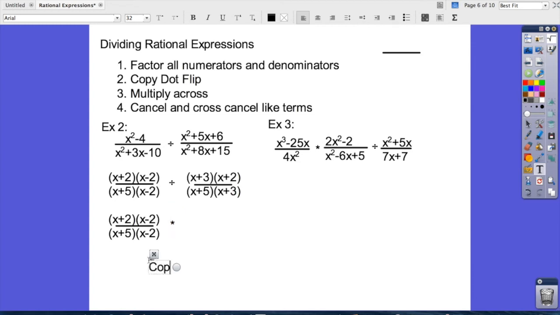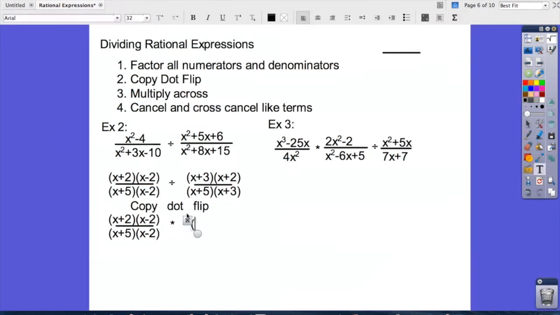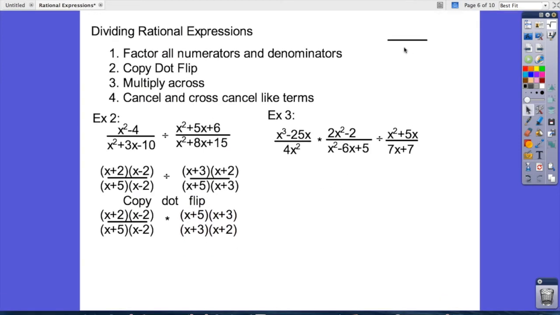Notice it's all in line with our copy dot flip. So we copied the first term, we changed it to a dot, and now we're going to flip the second term. So for this right side, it's now going to become x plus 5 times quantity x plus 3, all divided by x plus 3 times x plus 2.